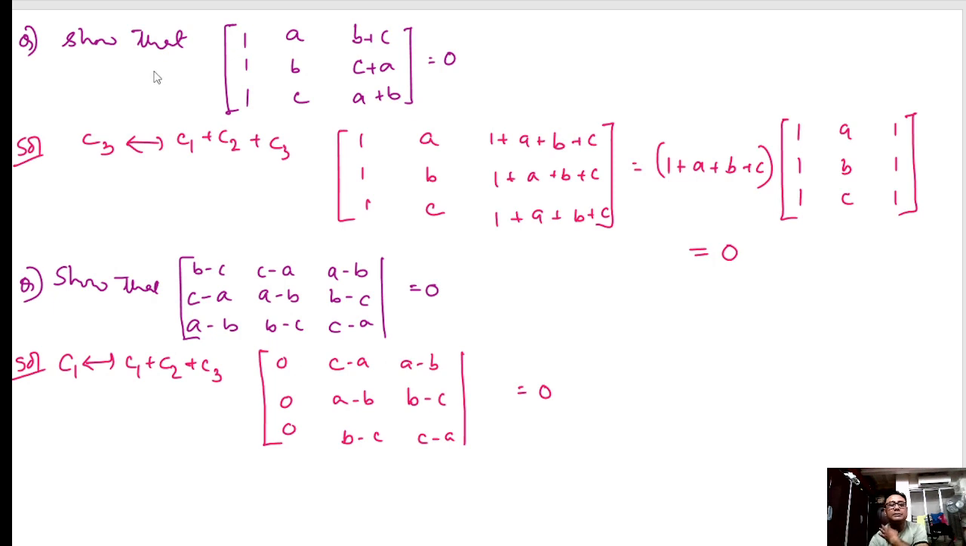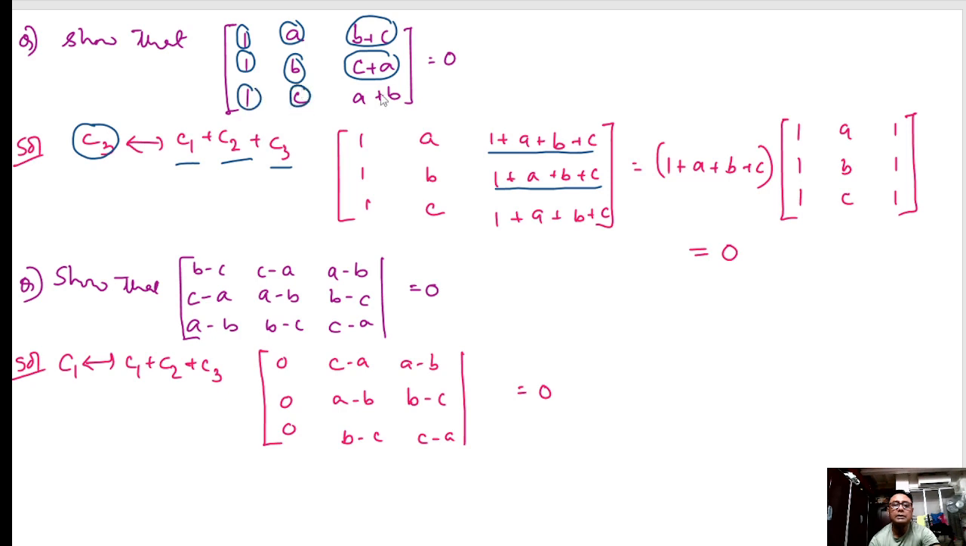Show that this determinant's value is 0. So we have to again apply some concept here. We are doing C1 plus C2 plus C3 and putting it in C3. So see, this is C1, C2, C3 and we are putting it in the C3 column. So we have to add now 1 plus B plus C plus A and put it in the third column. Now we have to add 1, C and A plus B and put it in the third column. Now this part is coming common.